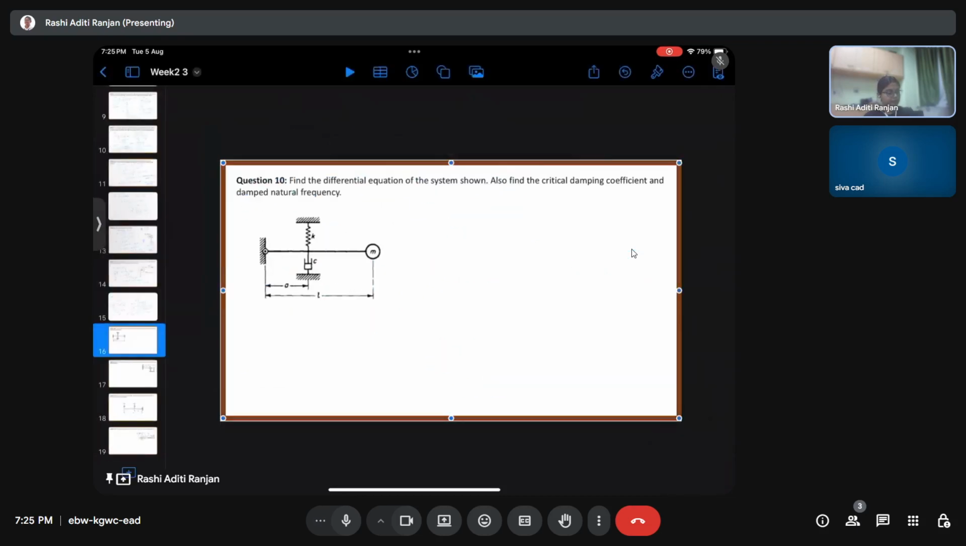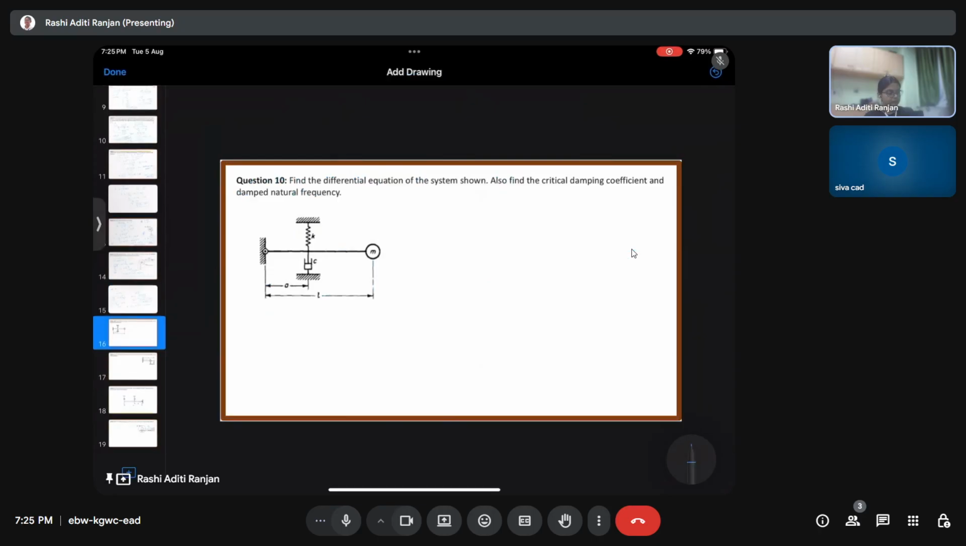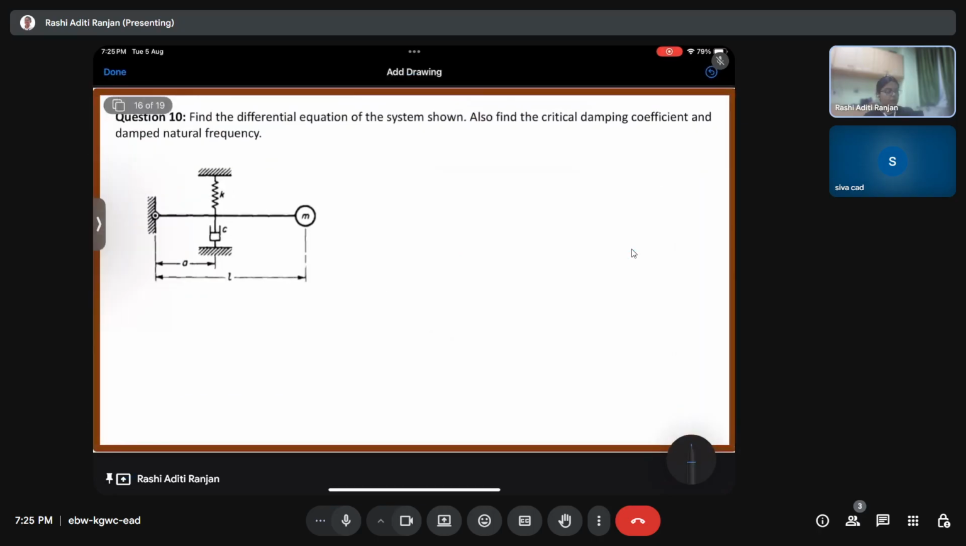Now, we'll get into the questions wherein we'll have to find out the differential equation and the critical damping coefficient along with the damped natural frequency for our system. Firstly, we find the equation of motion and then we use it to find the damped natural frequency and the critical damping coefficient.